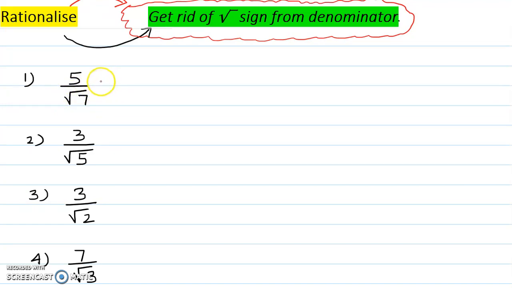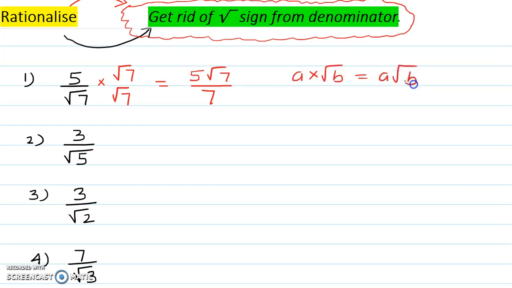So any idea what we can do? Yes, definitely we can do it because it is root 7. If we times by root 7 here and times by root 7 here, the question comes why? Because root 7 times root 7 becomes 7, and then we don't have any square root sign here. And 5 times root 7 is 5 root 7, because a times root b, you can write down a root b.